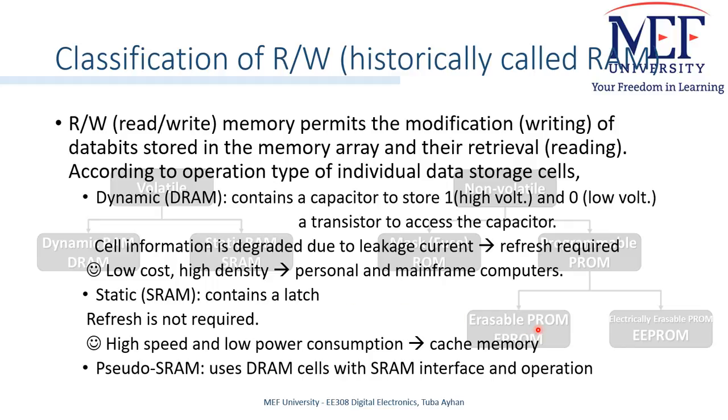Because the SRAM cell suffers from large cell area due to the 6-transistor cell structure, pseudo SRAM, which uses DRAM cells with a SRAM interface and operation, has been widely used in low-end and low-cost mobile devices.